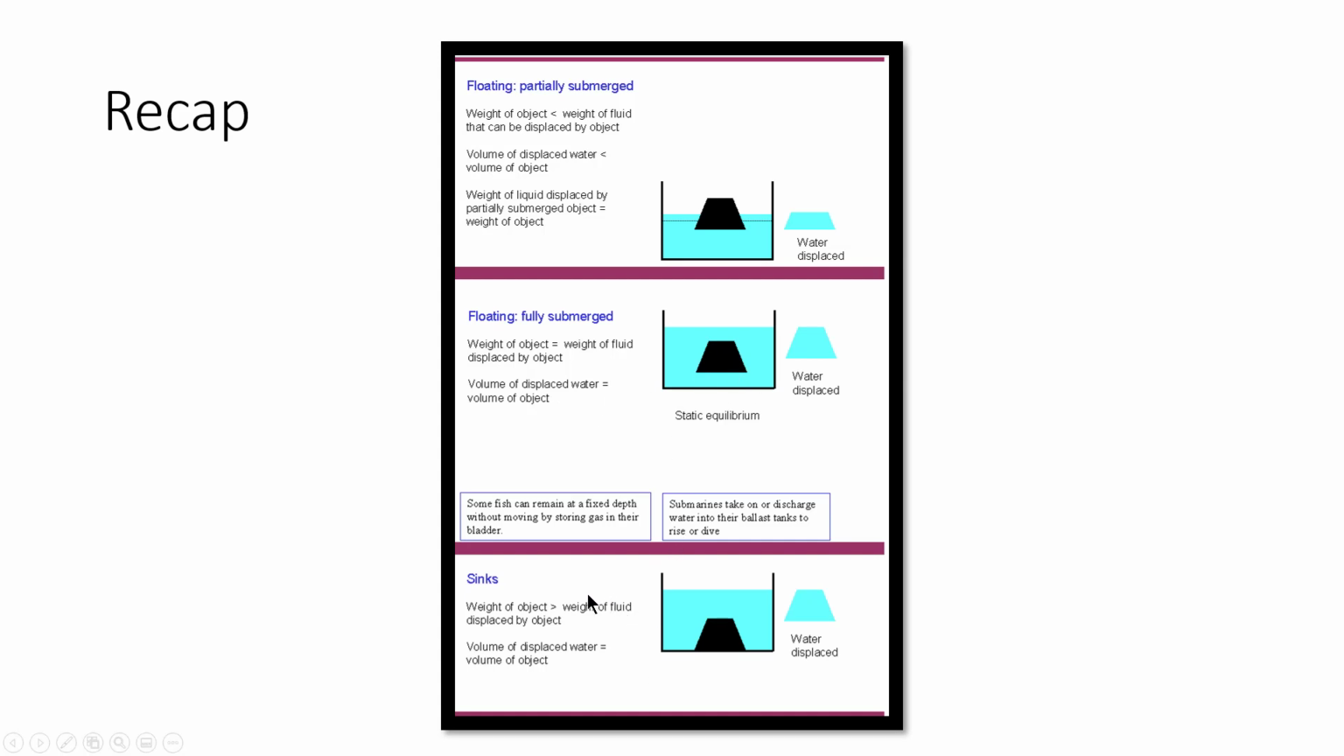What if something sinks? Then clearly the weight of the object is greater than the weight of the fluid displaced by the object, and the volume of the displaced water is equal to the volume of the object. So as long as it's submerged, even if it sinks, the volume of the displaced water is equal to the volume of the object. Nonetheless, in this case, the weight is greater than the weight of the fluid displaced by the object. So clearly the weight is greater than the buoyancy, and as a result, the object sinks.